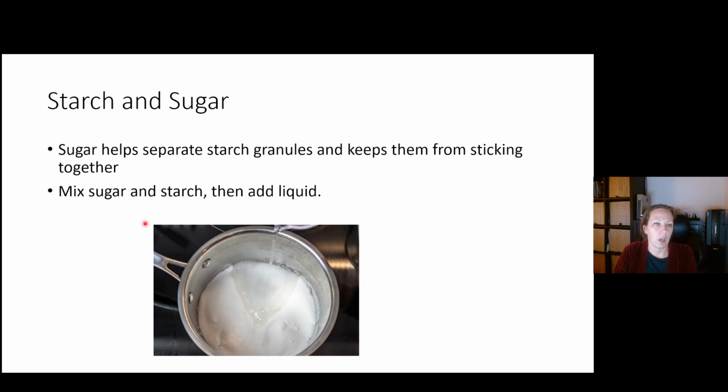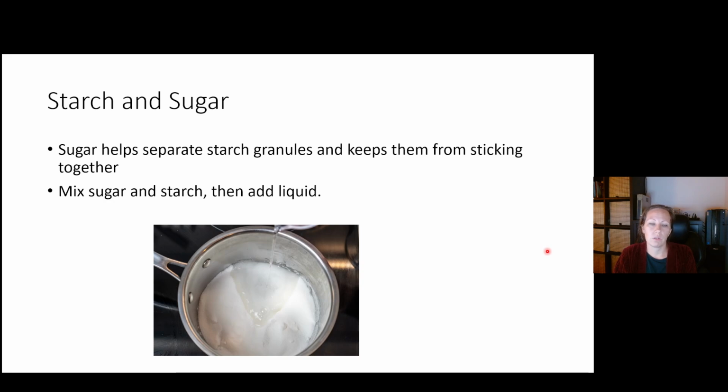The third method of separating out your starch granules is using sugar. With this method, you simply mix your cornstarch or whatever starch you're using with the sugar that is in your mixture first. So it's just mixing your dry ingredients and dispersing them well. And that sugar helps separate those starch granules and also keep them from coming back together and sticking together. So you mix that sugar and starch and then add your liquid, or add it to the liquid.